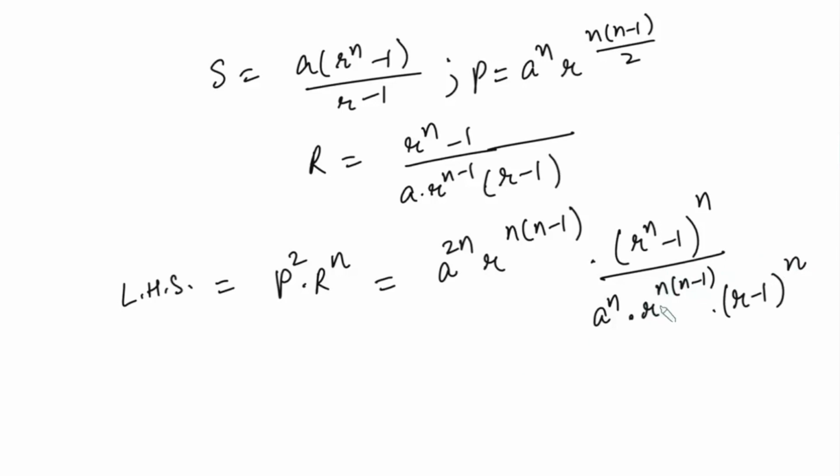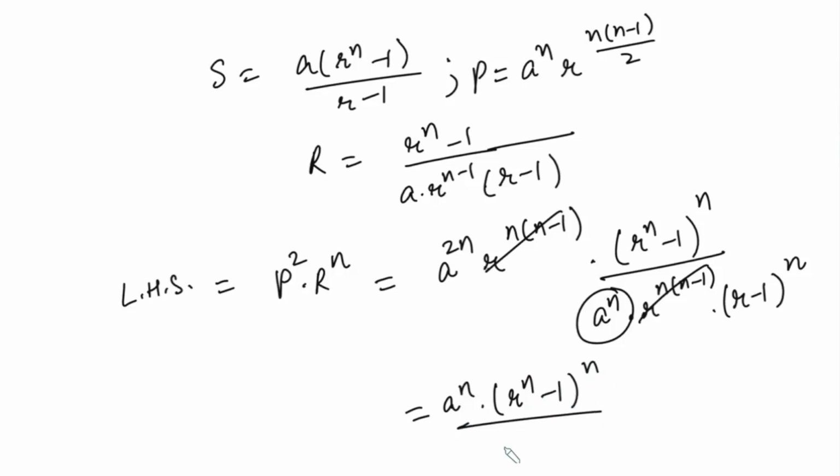We can cancel out R raised to the power n times n minus 1. One of A raised to the power n will cancel out. So we'll be left with A raised to the power n times R raised to the power n minus 1 whole raised to the power n divided by R minus 1 raised to the power n, which is nothing but the same as S raised to the power n, and that is equal to the right hand side.